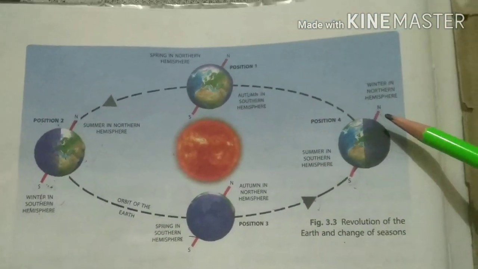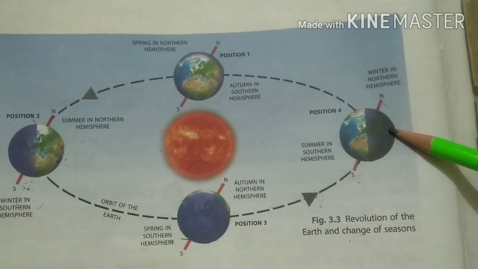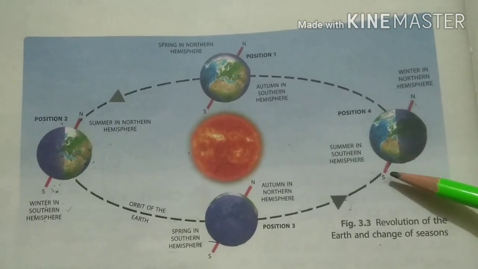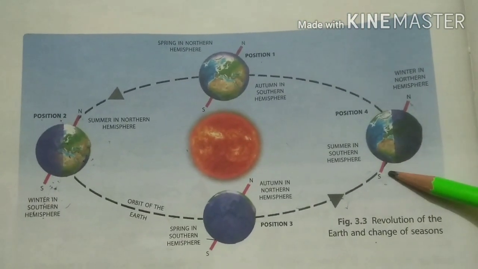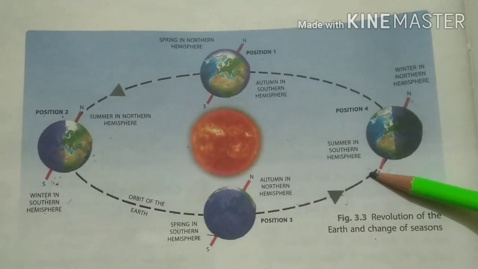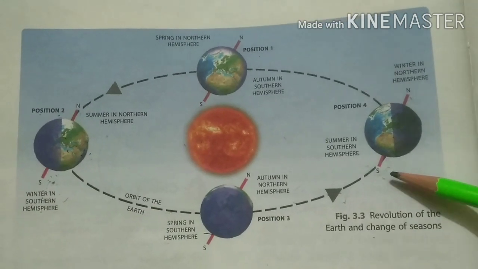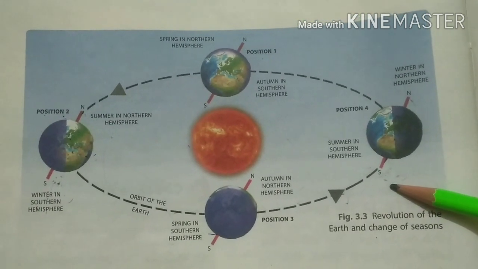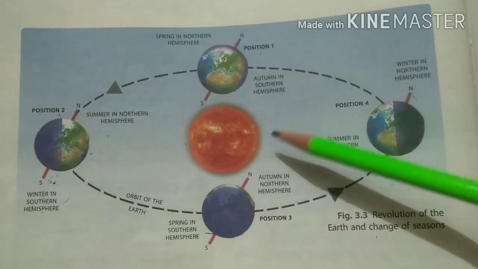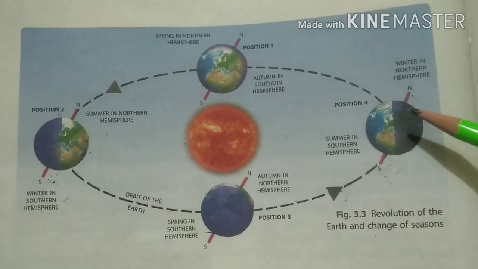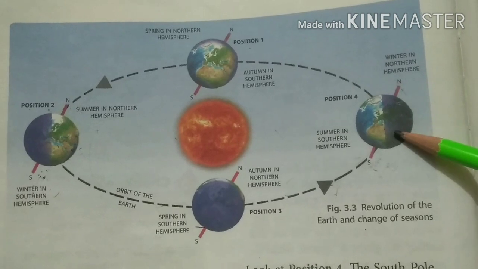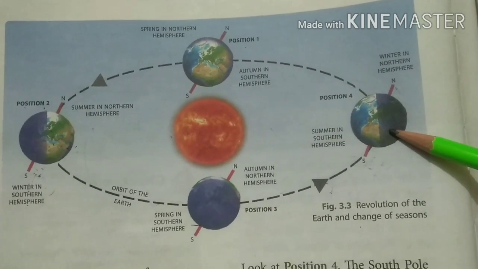Now just opposite, look at position 4. Here the South Pole is tilted towards the sun. South Pole is tilted towards the sun. The southern hemisphere gets more sunlight. Therefore, it has summer. During this time, the North Pole is tilted away from the sun, so the northern hemisphere gets less sunlight. Therefore, it is winter in this hemisphere.